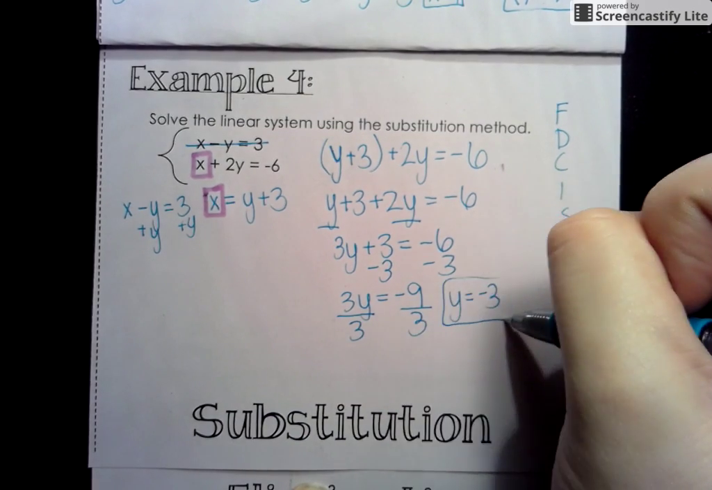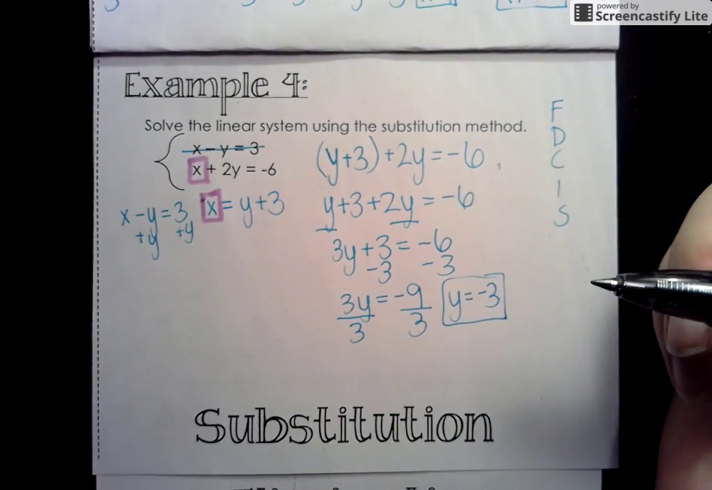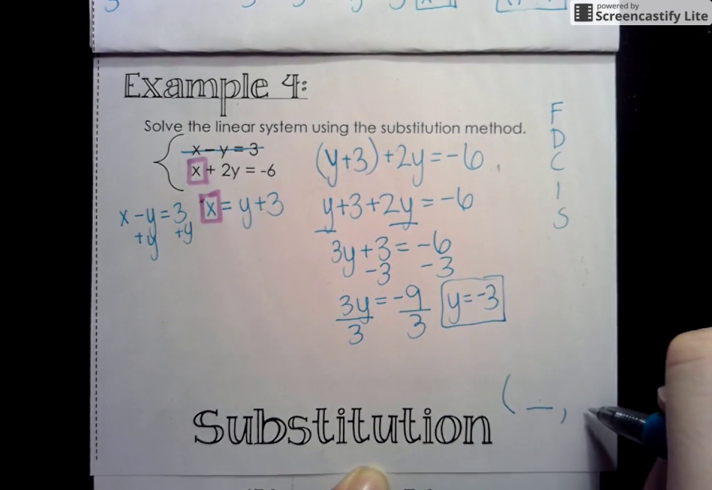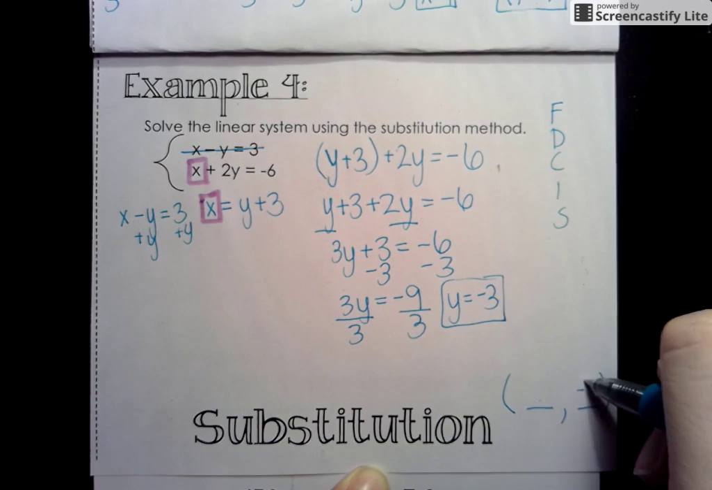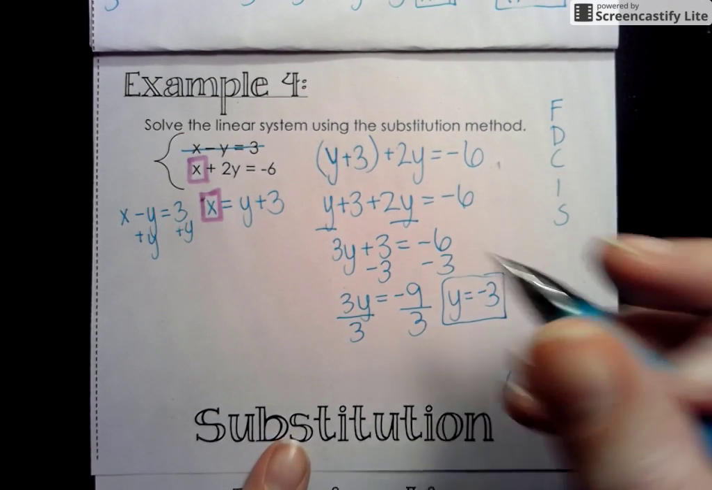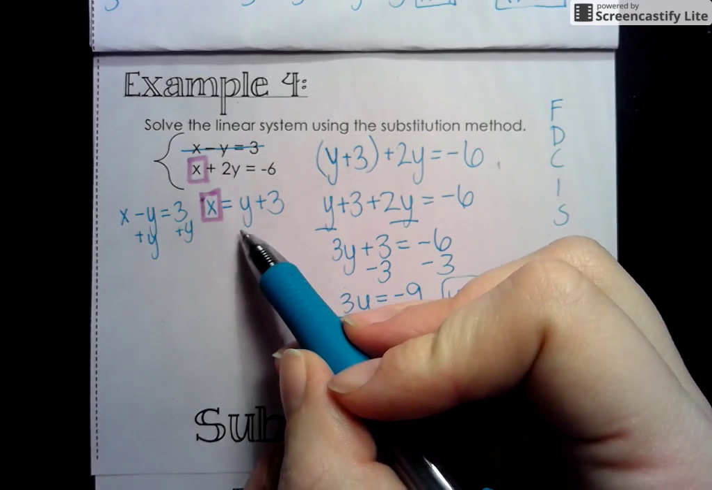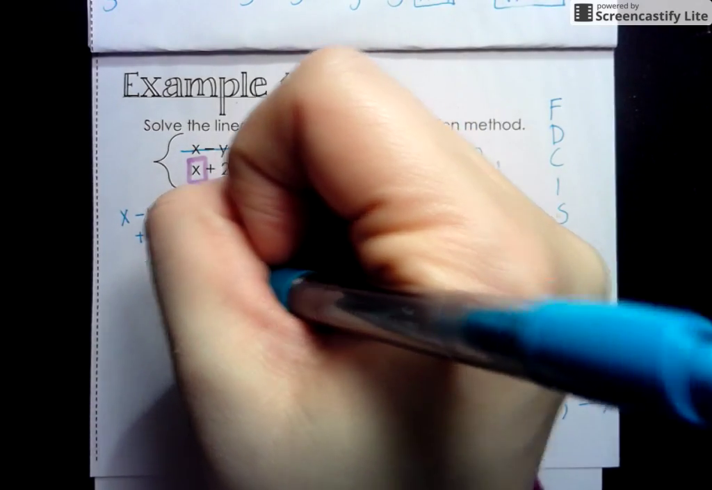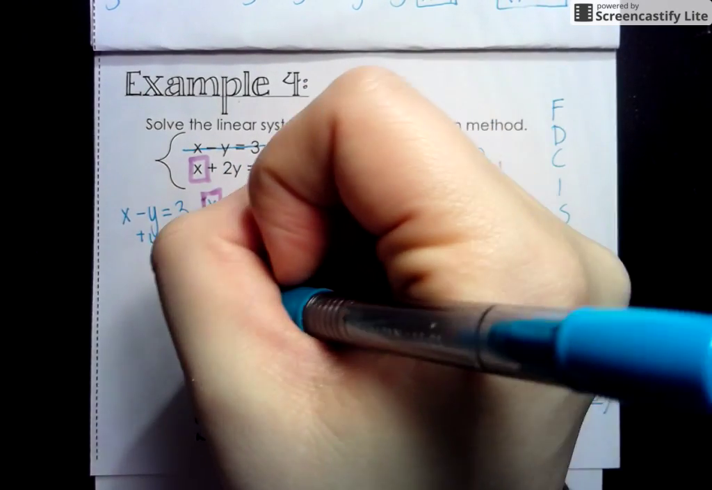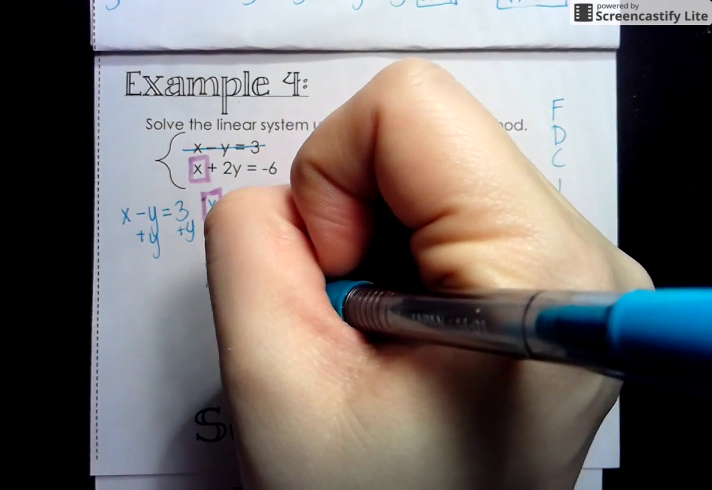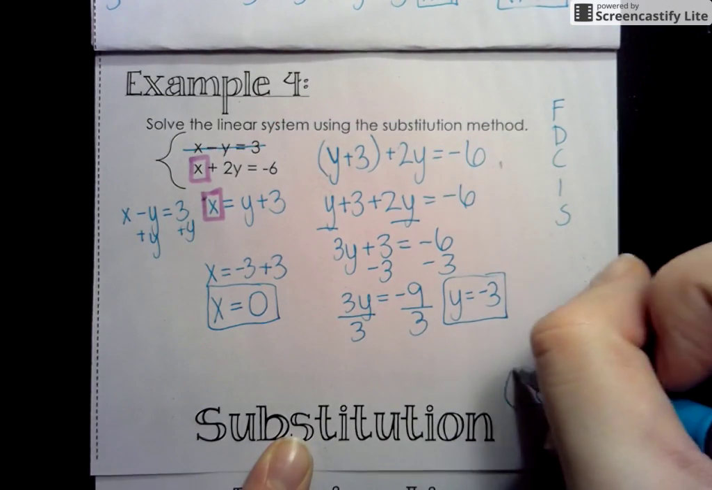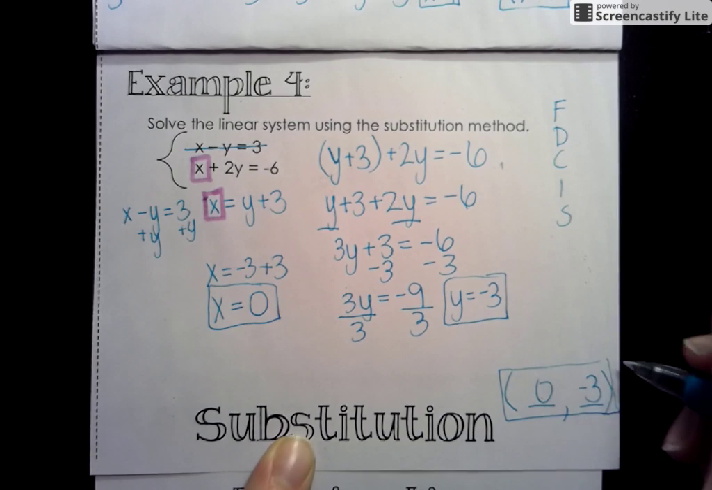So that's my first point of my solution, first half of my solution. So I'm going to make sure I write my solution down here. So I'm going to put -3 in for y. And then I now need to find my x. So what I'm going to do is use this equation that I made. So I have x equals -3 plus 3, which means x is going to equal 0. So my solution point is (0, -3).